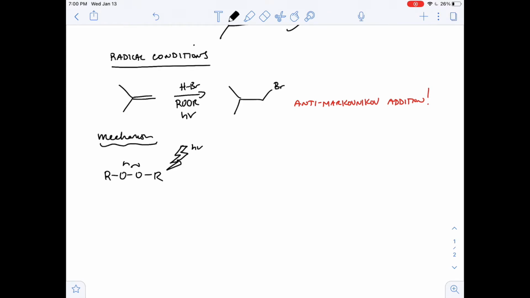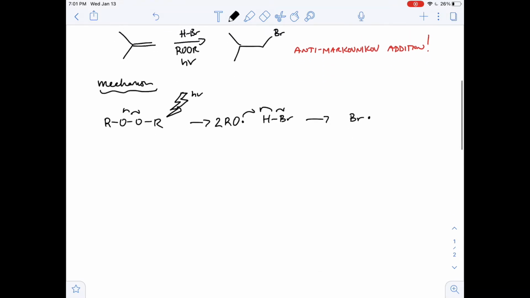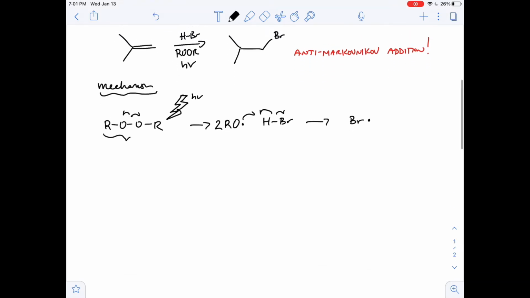Light splits up that peroxide. In case you didn't know, that's why hydrogen peroxide is in a brown bottle, so that it's not decomposing in the presence of light. Sometimes it's in an opaque bottle as well, same idea. That RO radical removes a hydrogen atom from HBr, which forms a bromine radical. This is our initiation step.